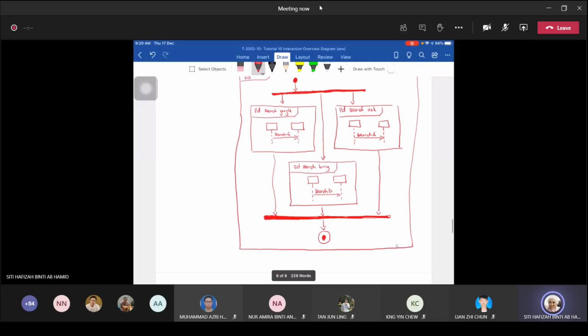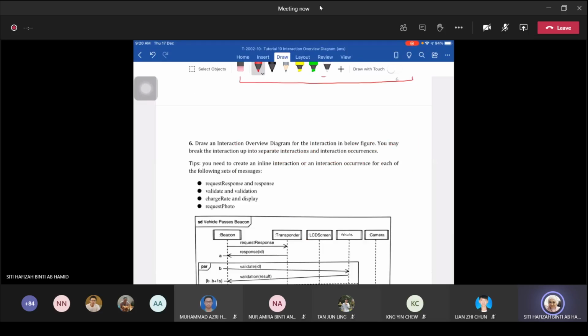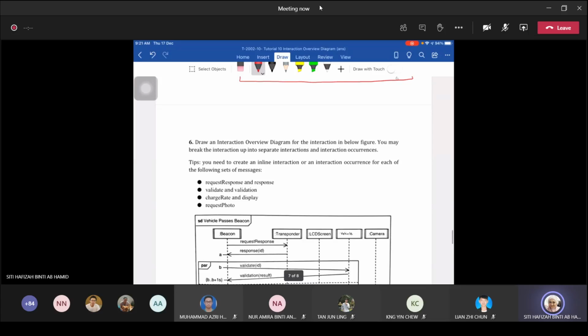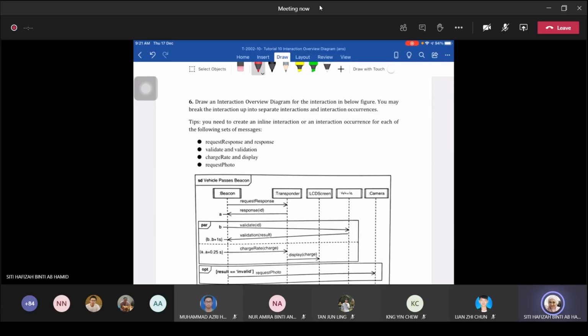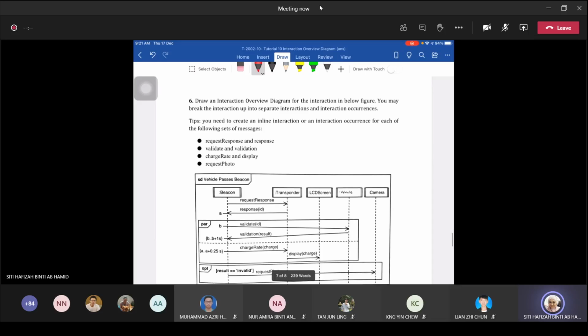Okay. So next is question number 6. Alright. Draw an IOD for the interaction in the below figure. You may break the interaction up into separate interactions and interaction occurrences. So we have given you the occurrences that you may use: request, response and response, validate and validation, charge rate and display, and request photo.